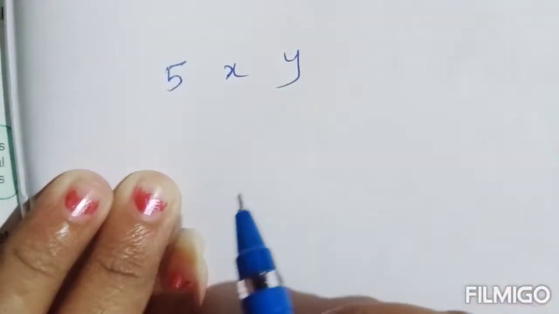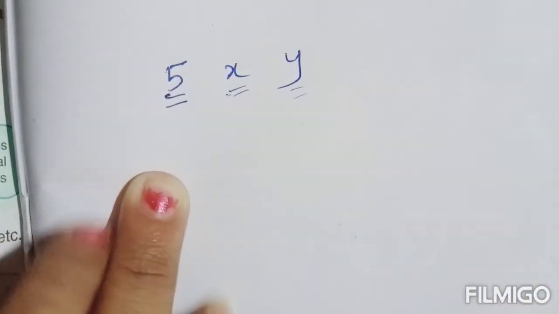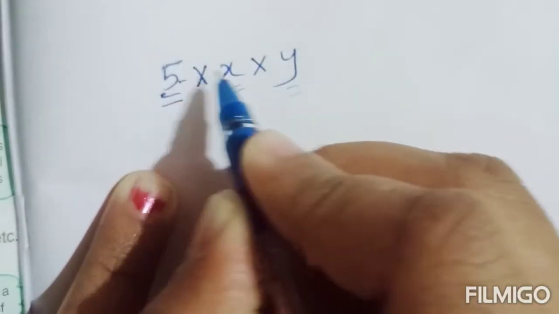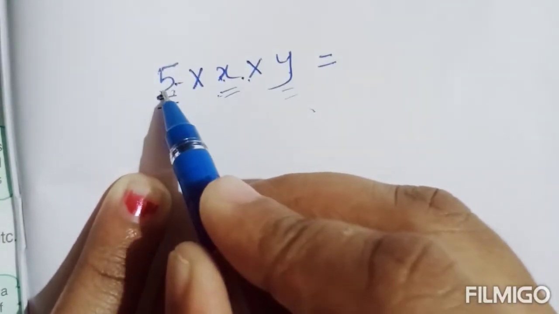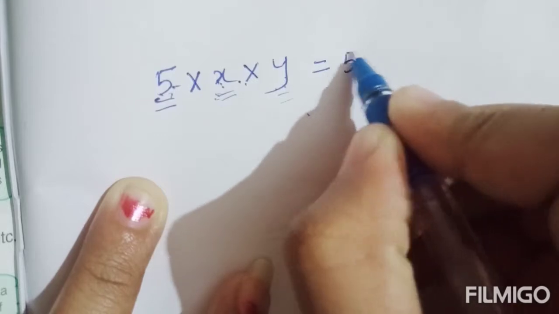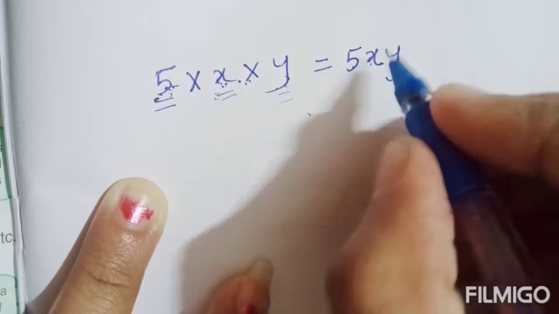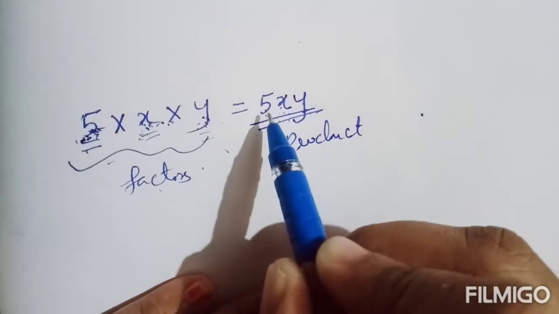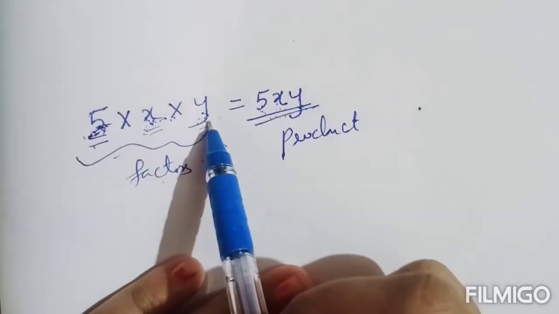5, x and y. 5 is a constant. x and y are 2 literals or variables. We are multiplying 5, x and y. 5 into x into y. On multiplying this constant and these 2 literals, we will get 5xy. 5 into x into y, we can write it as 5xy. This is called a product.